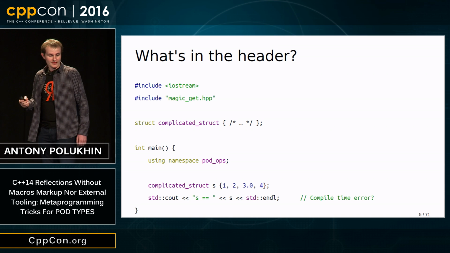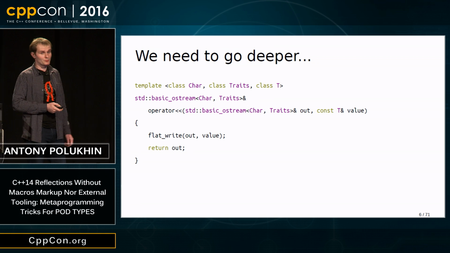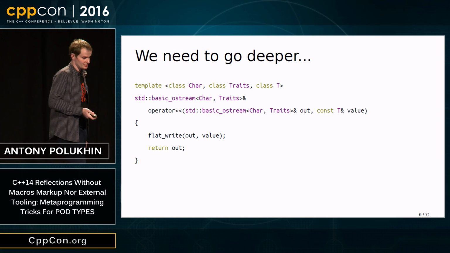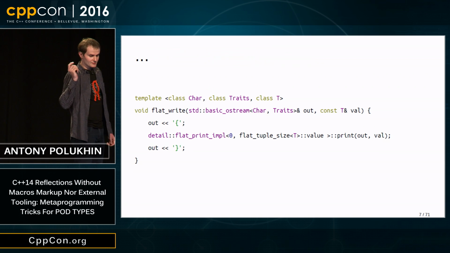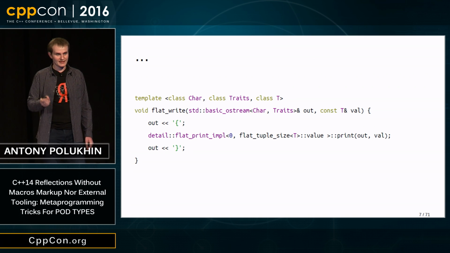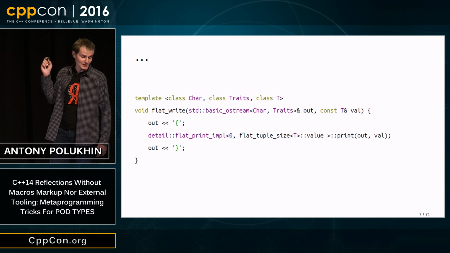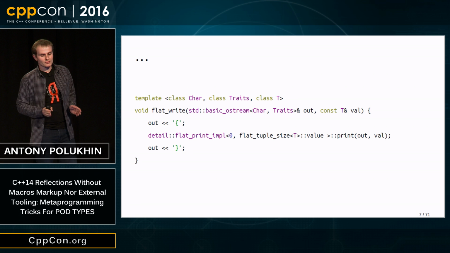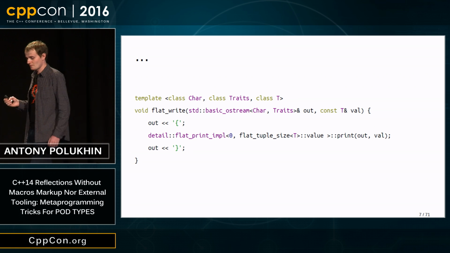Let's take a look at the header with an ugly name magic_get. In there we will find an ostream operator. That ostream operator is pretty simple. It calls a flat_write function. Inside the flat_write function, there is some logic that outputs curly brackets and a long and ugly code line in the middle of the body. In the middle of that code line, you can see a flat_tuple_size metafunction call.